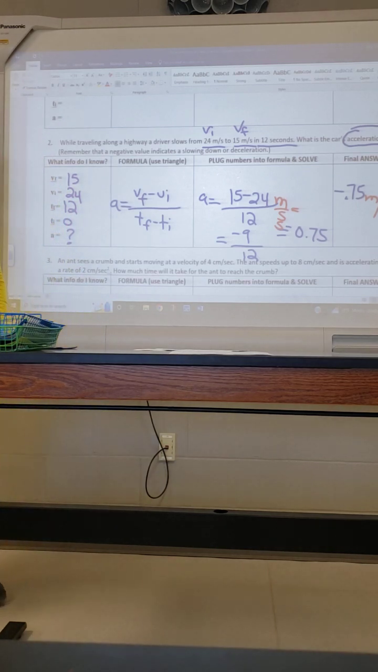And that negative includes my direction. So it could be down, south, left, west, backwards, reverse. But really, logically, we know it means it's slowing down. Okay? So good?